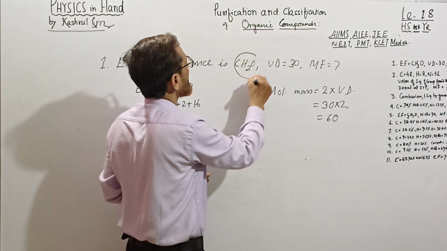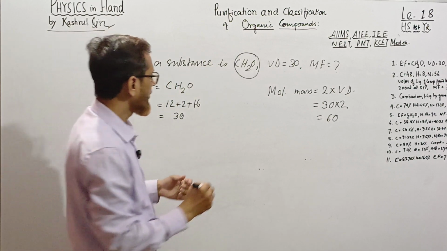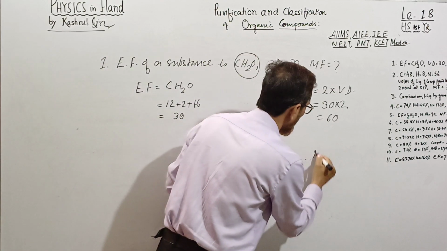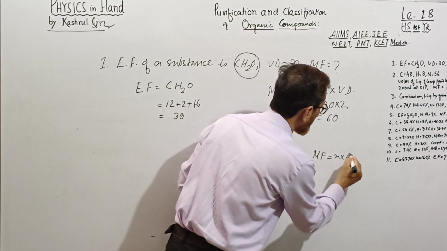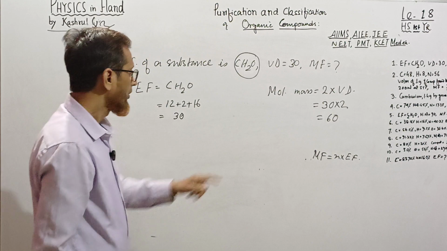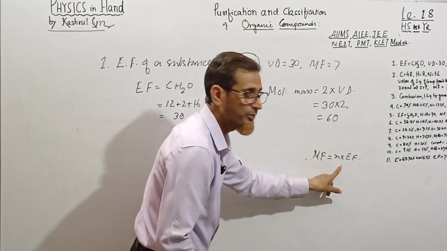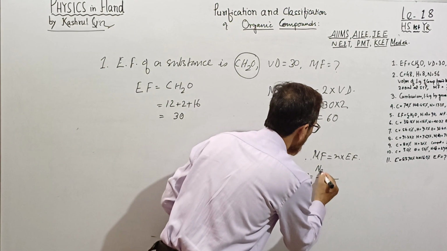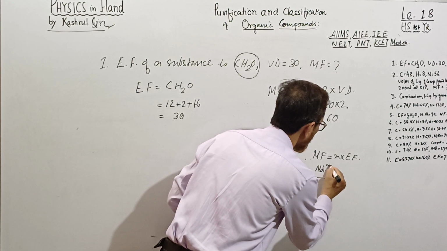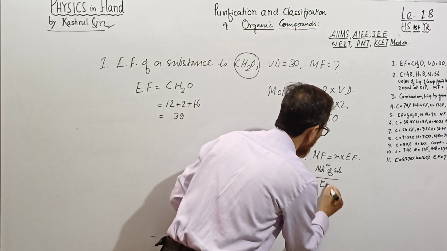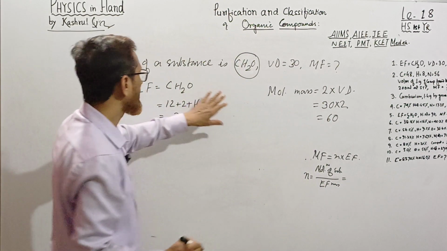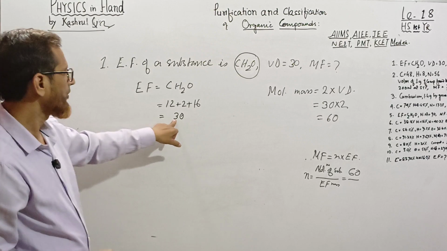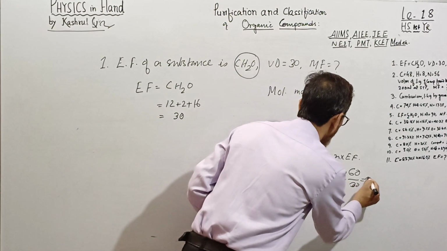Since the empirical formula is given, we know that molecular formula is equal to n into empirical formula. So we need to find n. Now what is the formula for n? n is equal to molecular mass of the substance divided by empirical formula mass. From vapor density we have calculated 60, and empirical formula mass I have calculated as 30. So here n is equal to 2.